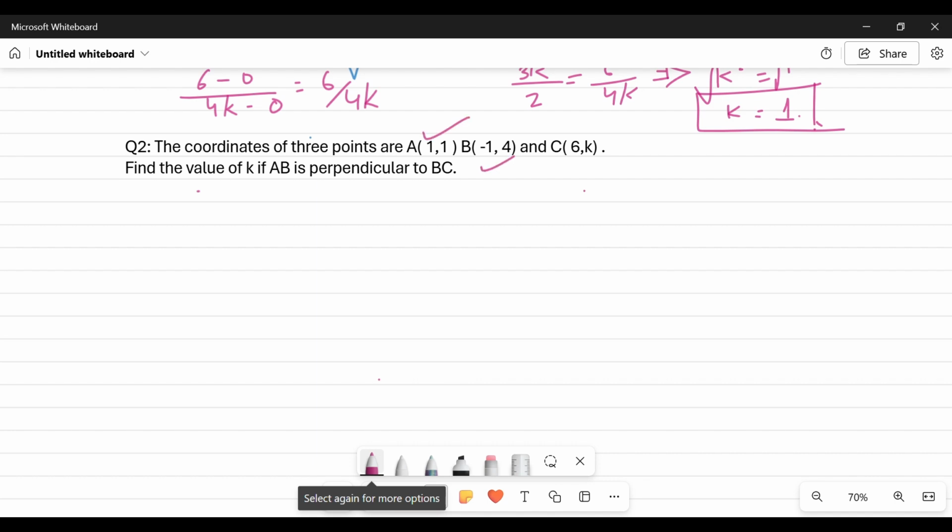B is (-1, 4) and C is (6, k). The 3 points are given to you. Find the value of k. We need to find the value of k if AB is perpendicular to BC. Now, this question is different. In the first one, we did the parallel.